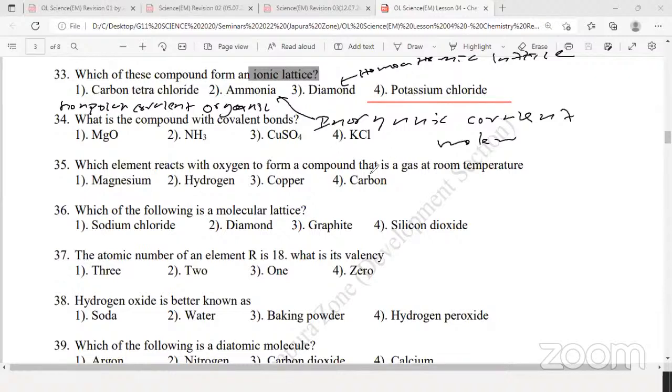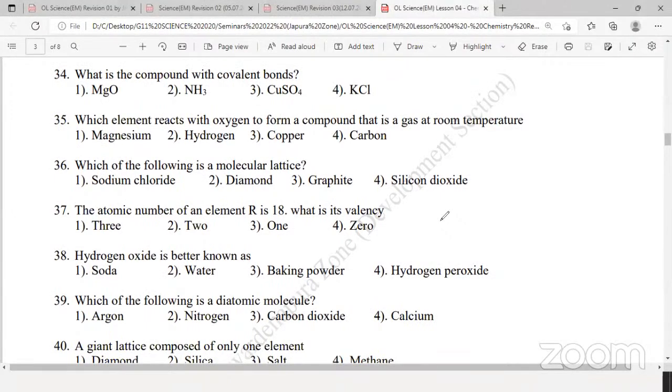Question number 34. What is the compound with covalent bonds? Very easy. Between nonmetals. Find the molecule containing only nonmetals, that will definitely have covalent bonds. Look at the screen, everyone. Magnesium is a metal, therefore it is ionic. Magnesium oxide is ionic. If there is at least one metal, it is an ionic compound. Copper sulfate, copper is a metal, therefore ionic. Potassium chloride, potassium is a metal, therefore ionic. So which compound contains only non-metals?